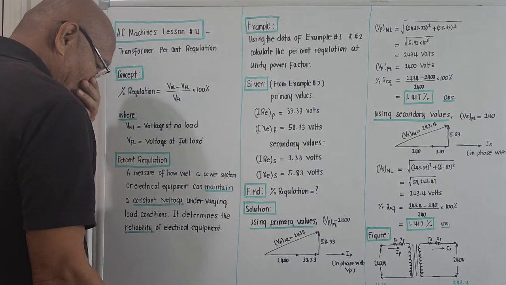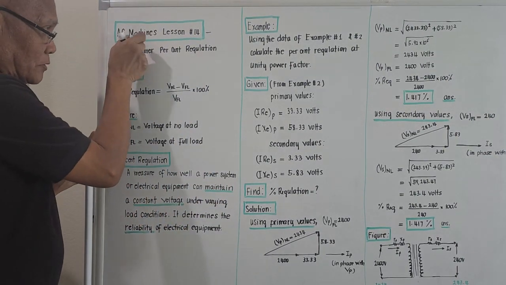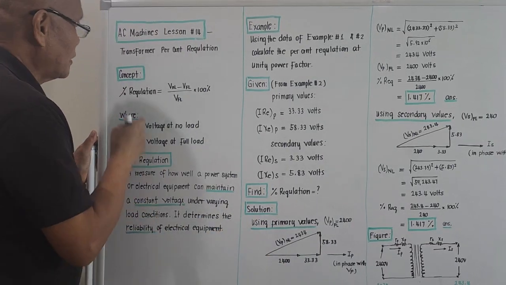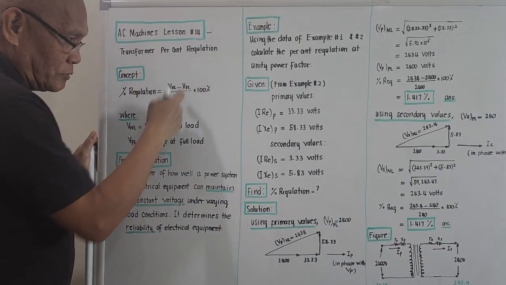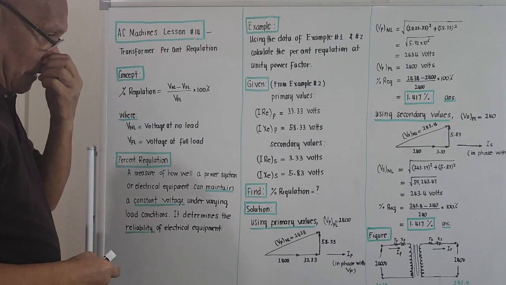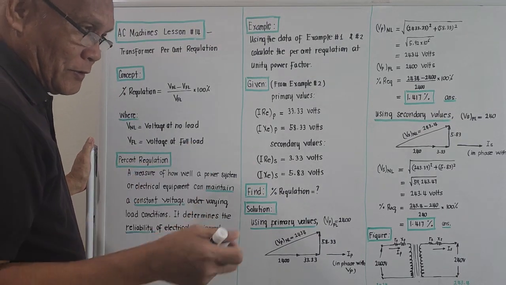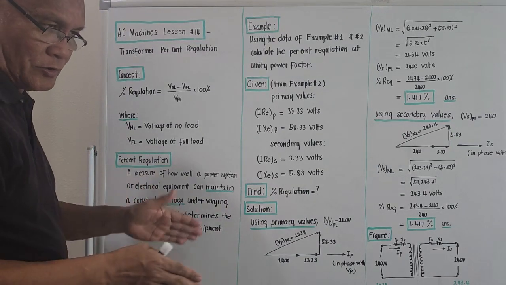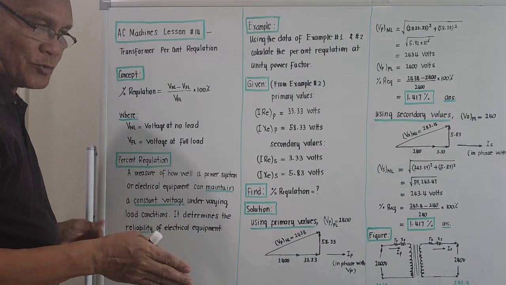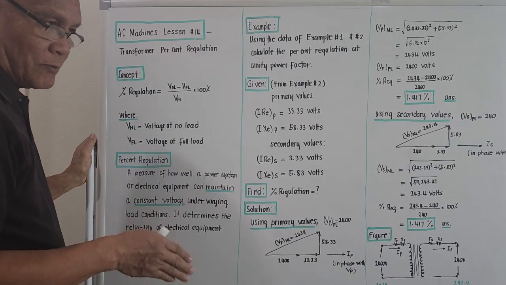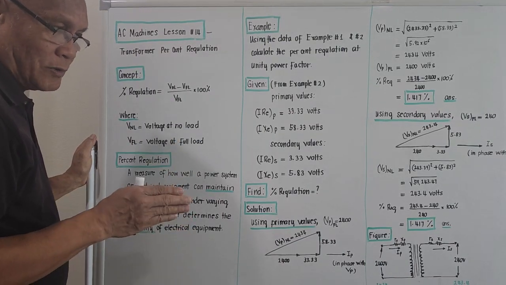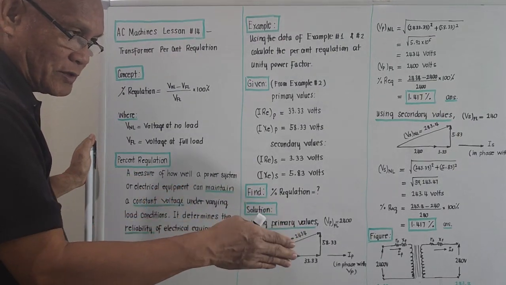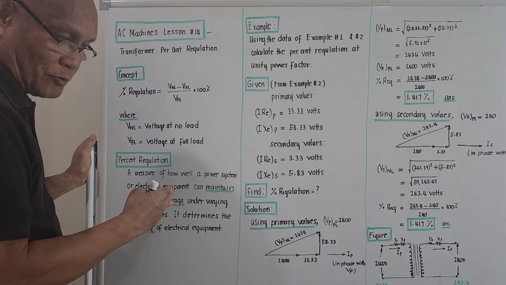The title of the topic for tonight is Alternating Current Machines, lesson number 14. We are running smooth. Transformer percent regulation. By definition, percent regulation deals with how reliable the voltage given by transformers going to our service entrance is, meaning the voltage coming to our homes.